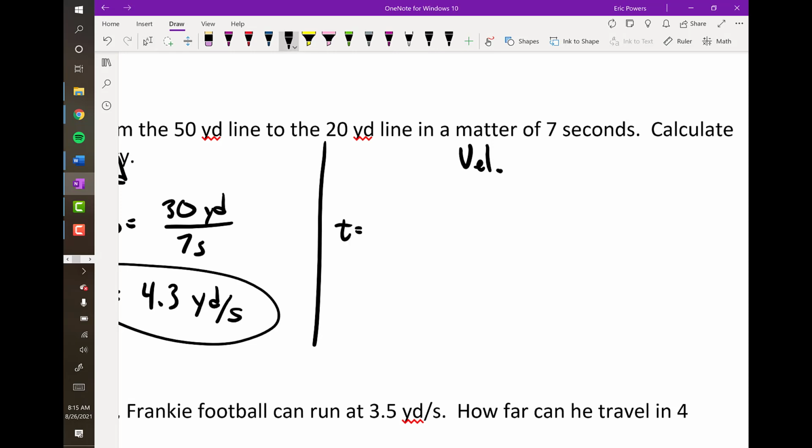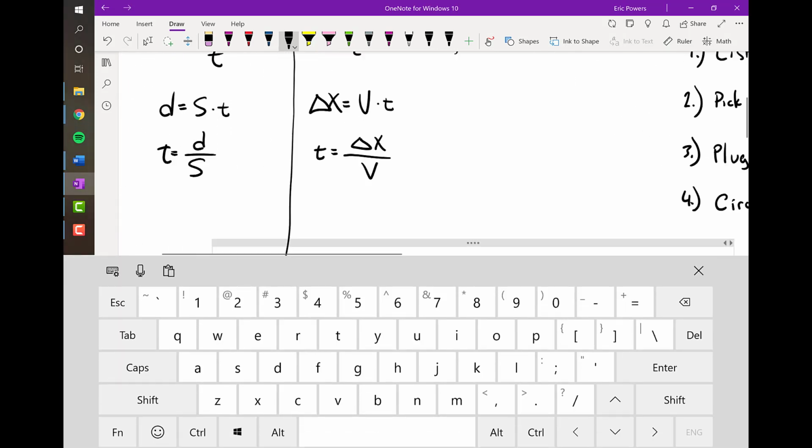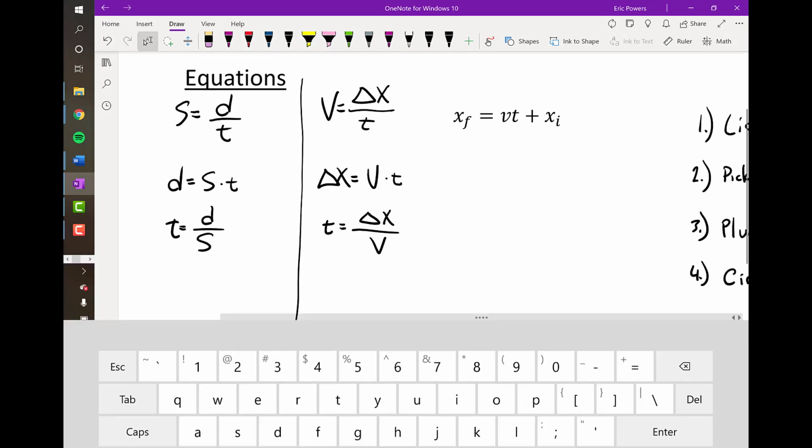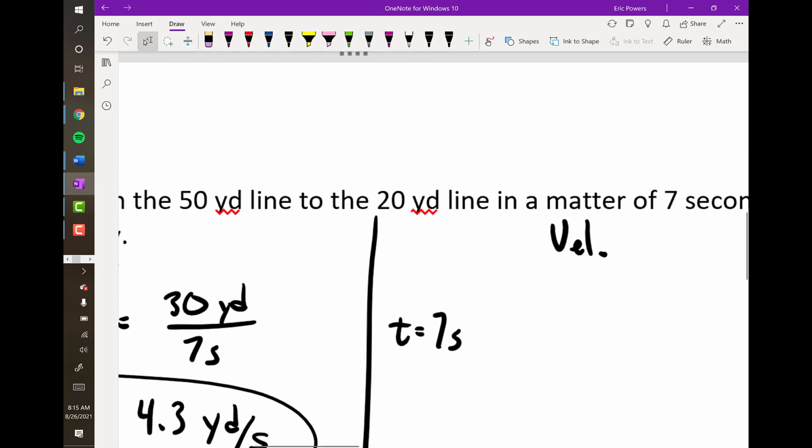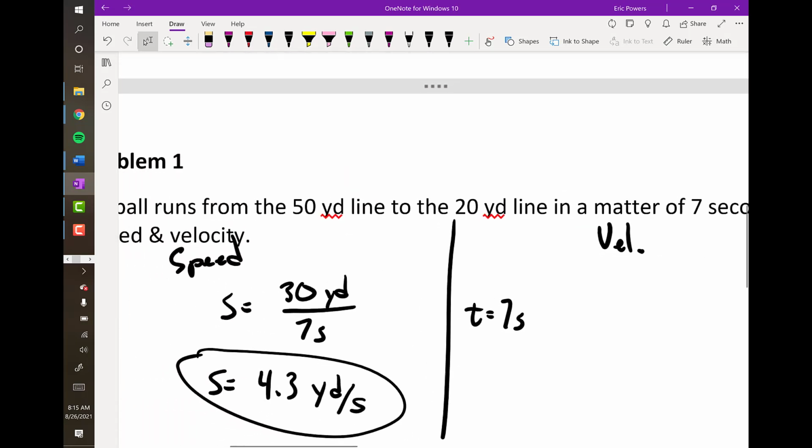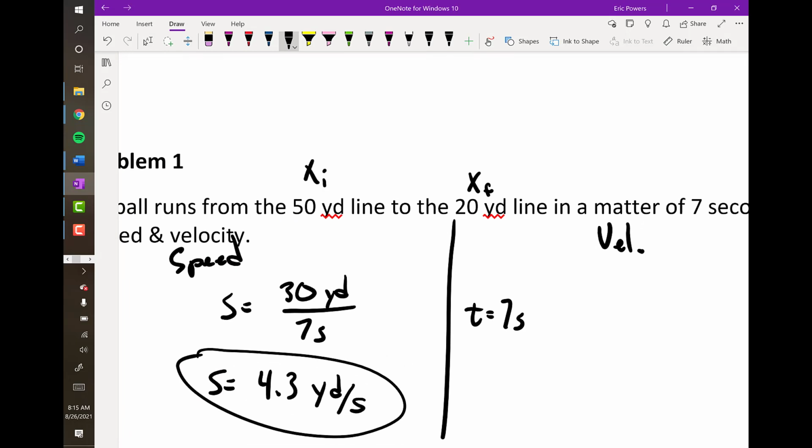Again, I still know the time is 7 seconds, but with velocity, all right, if I'm asked to find velocity, I need displacement, not distance. So I'm going to break this up just a little bit differently. I know that this is my initial. This is my final. Okay. Scooch that down a bit.